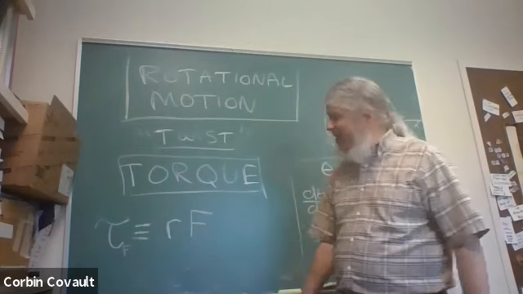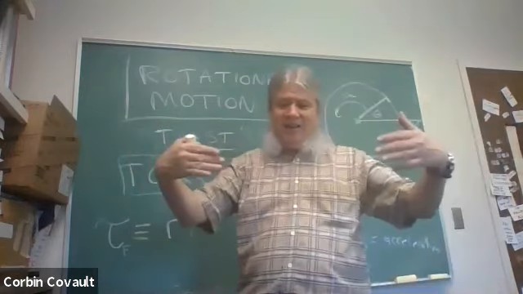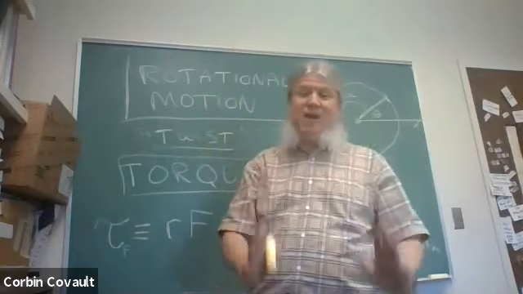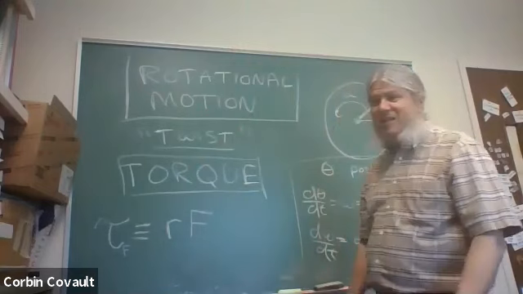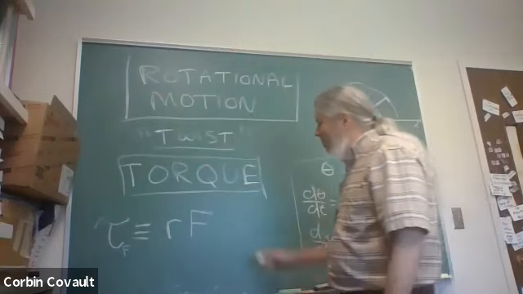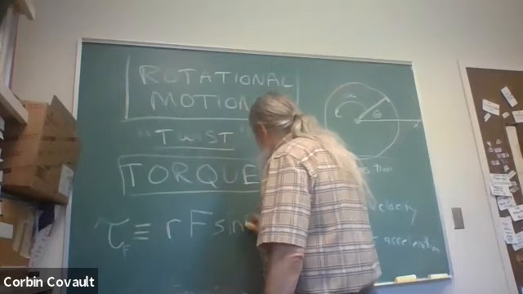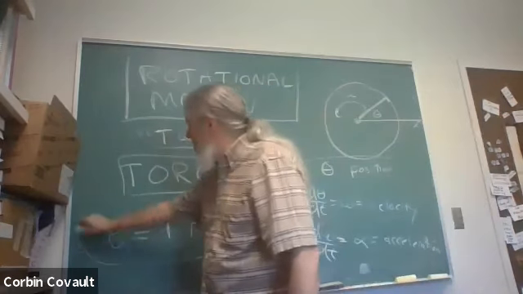And then there's one more thing, and that's the angle, because of course we argued that if I apply a force radially, it doesn't cause anything to move. I get the best twist when I apply the force tangentially relative to the wheel, which is to say perpendicular to the radius. So I'm going to put that perpendicularity in as a sine function of an angle, which I'll call phi. Okay, so this is the definition of torque.